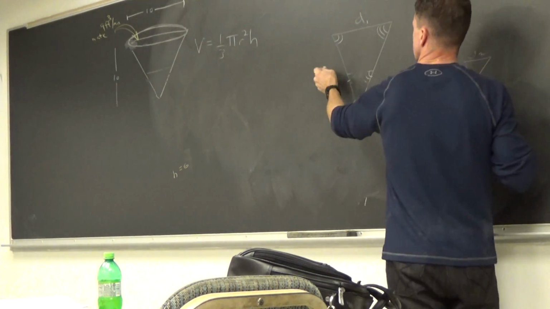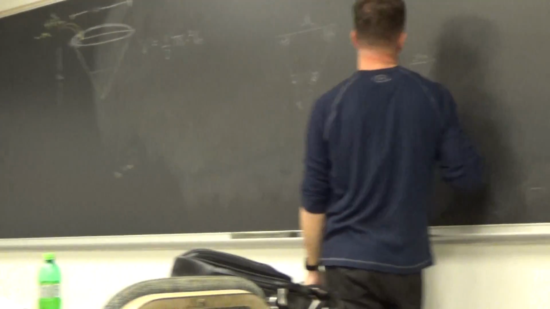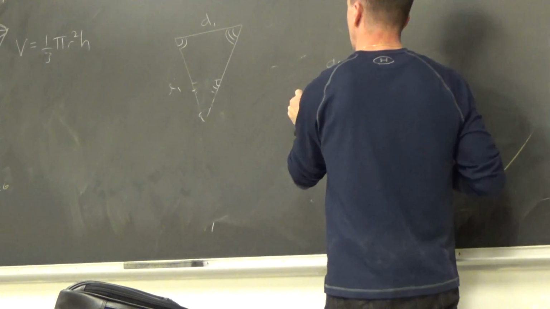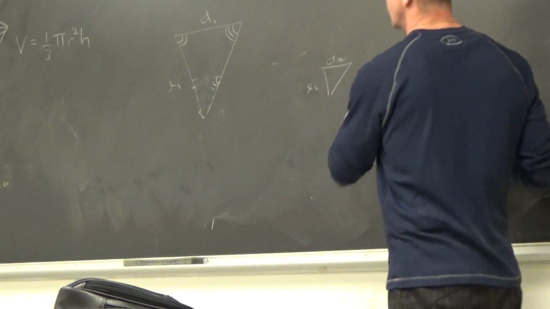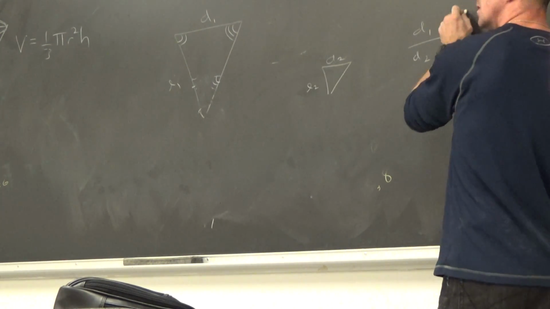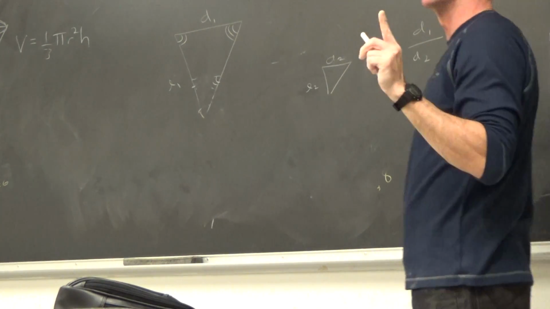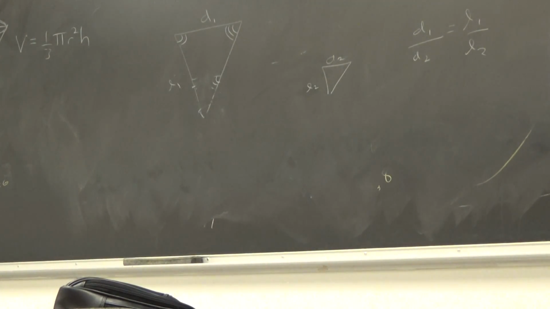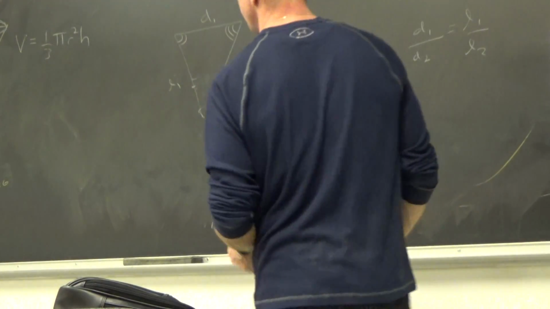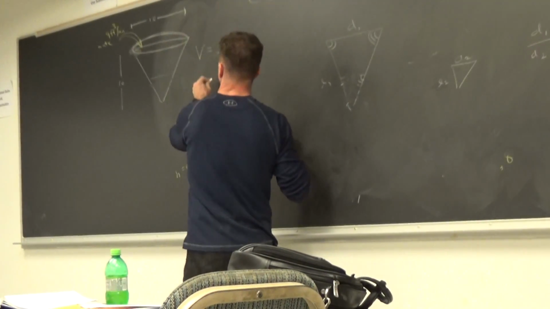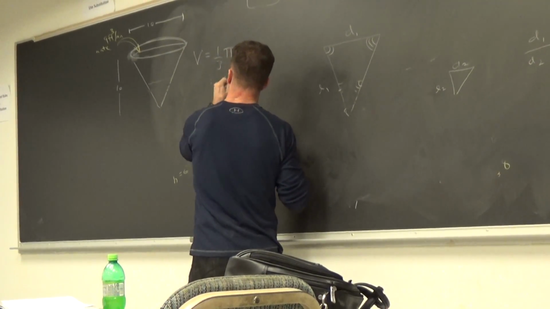I can call these sides D1 and D2, and L1 and L2. Corresponding sides are in proportion, so D1 over D2 is proportional to L1 over L2. It's a theorem in geometry that deals with similar triangles. You always have similar triangles in there. So to start, I want to write this whole equation in terms of h.